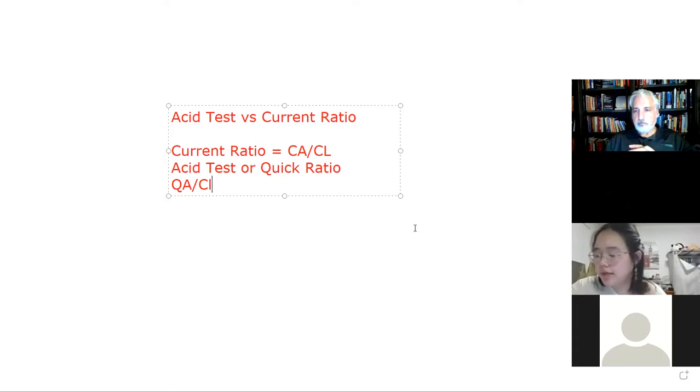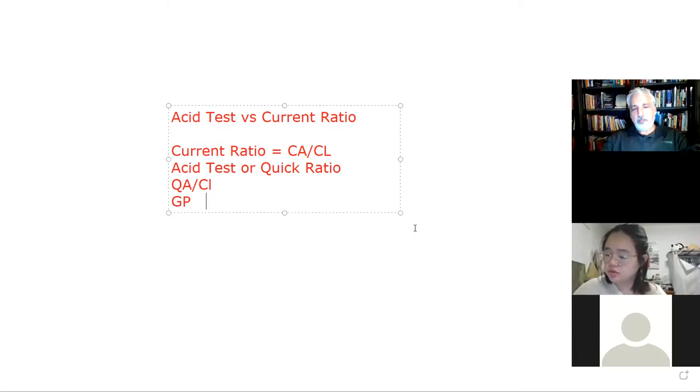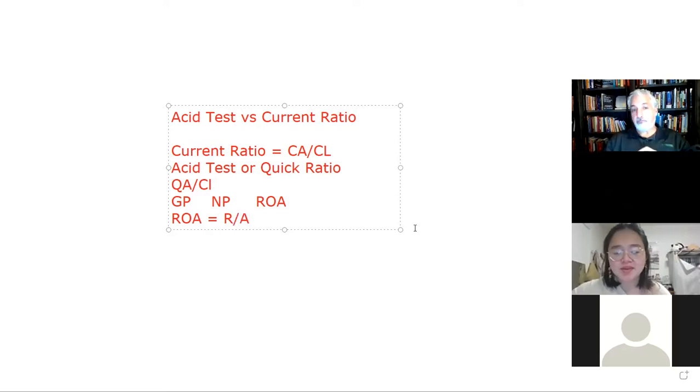Okay, so we need to know the acid test and current ratio. And then we talked about gross profit margin already. Gross profit. Talked about net profit. Talked about ROA. What's the formula for ROA? Return on assets. It's net income over total assets. Return on assets. Return over assets. Right? Just like it sounds.